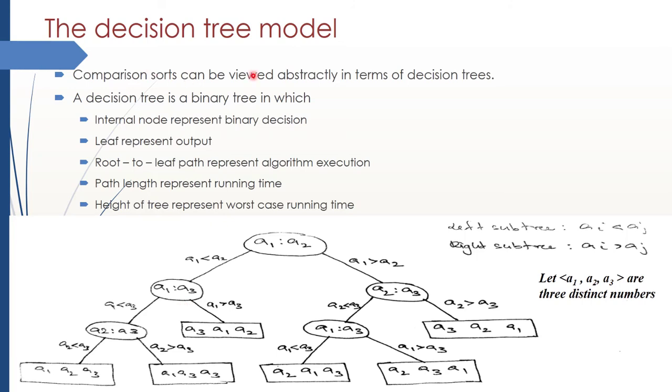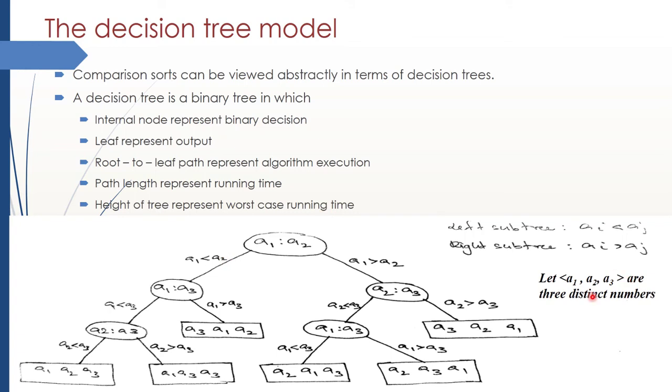Comparison sorts can be viewed abstractly in terms of decision trees. A decision tree is a binary tree in which internal nodes represent binary decisions, leaves represent output, a root to leaf path represents algorithm execution, path length represents running time, and the height of the tree represents worst case running time. I will try to explain the decision tree with the help of an example.